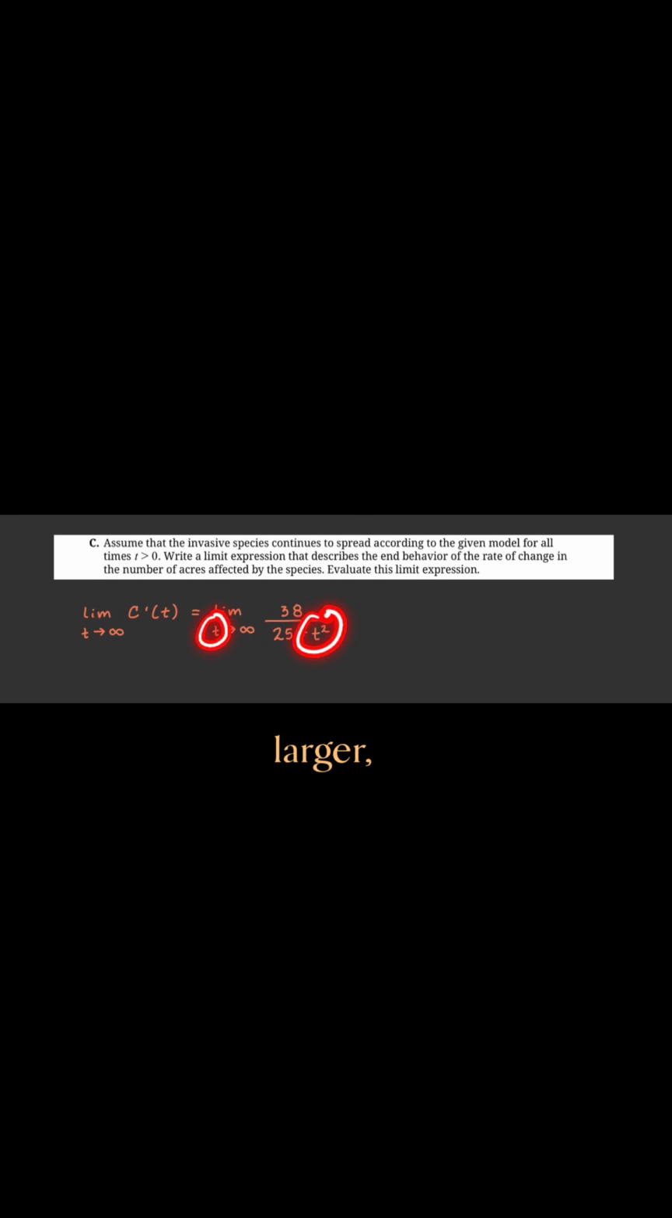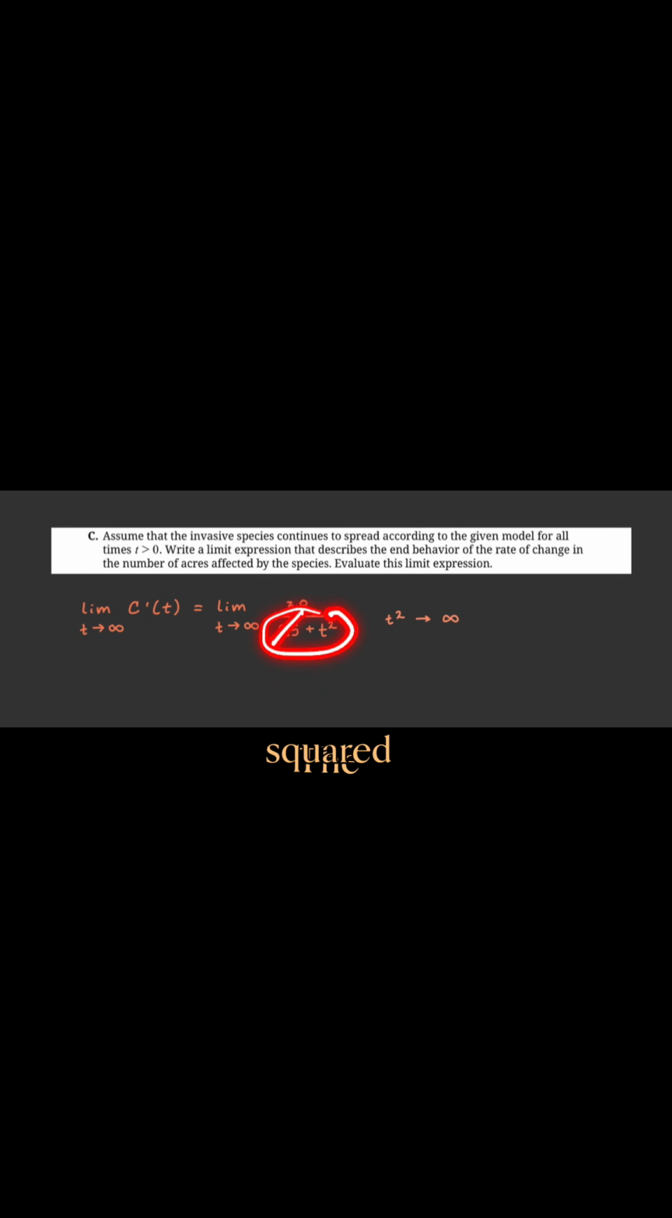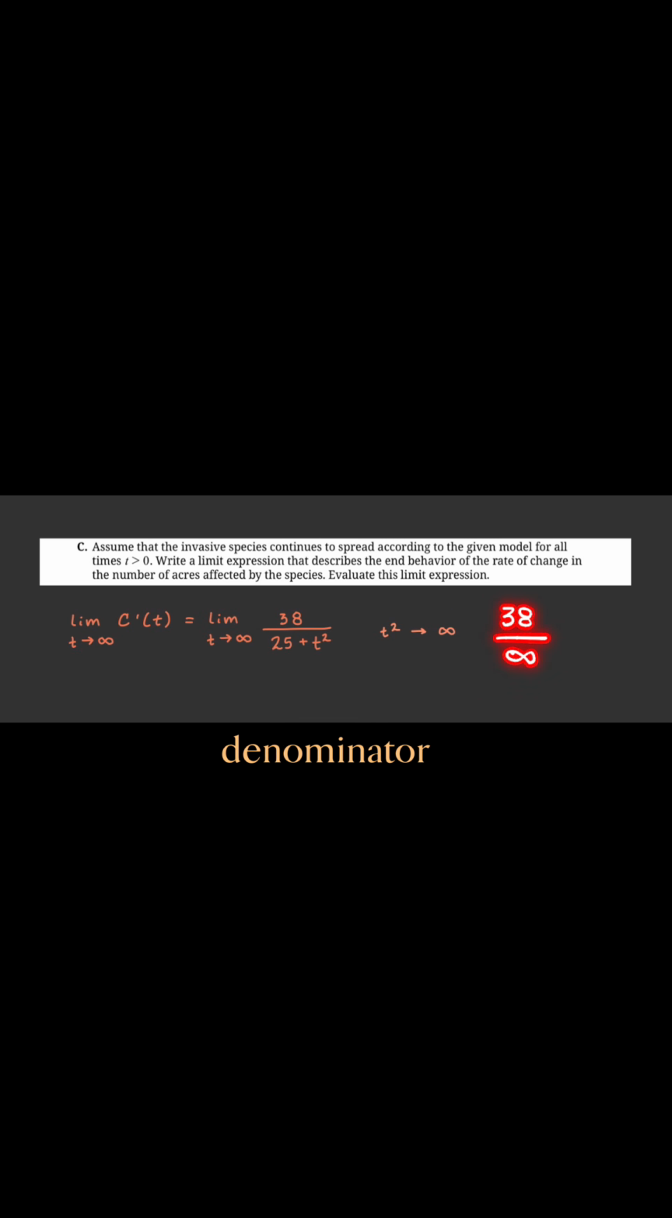Now let's evaluate. As t gets larger and larger, t squared also gets larger and larger. In fact, t squared grows without bound, meaning it goes to infinity. So in the denominator, we have 25 plus t squared. The 25 becomes insignificant compared to t squared because t squared is so large. Essentially, the denominator is becoming an extremely large number.